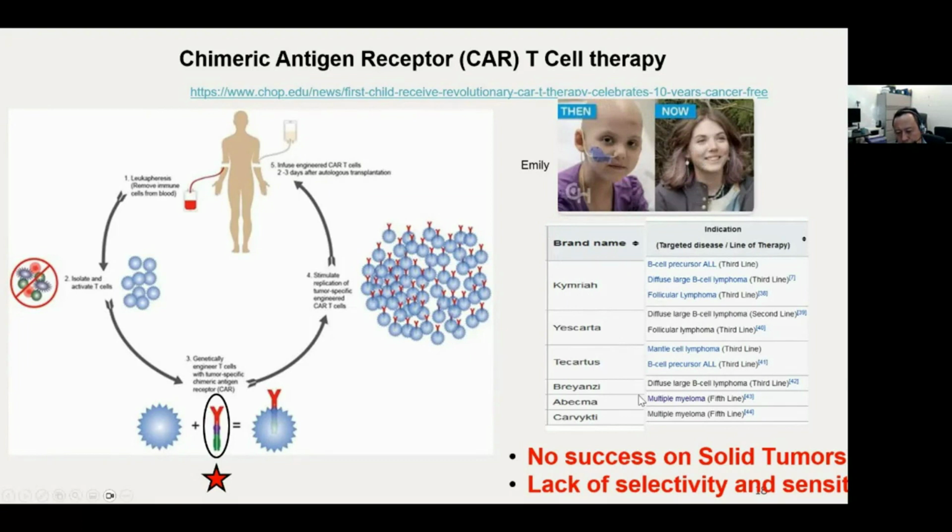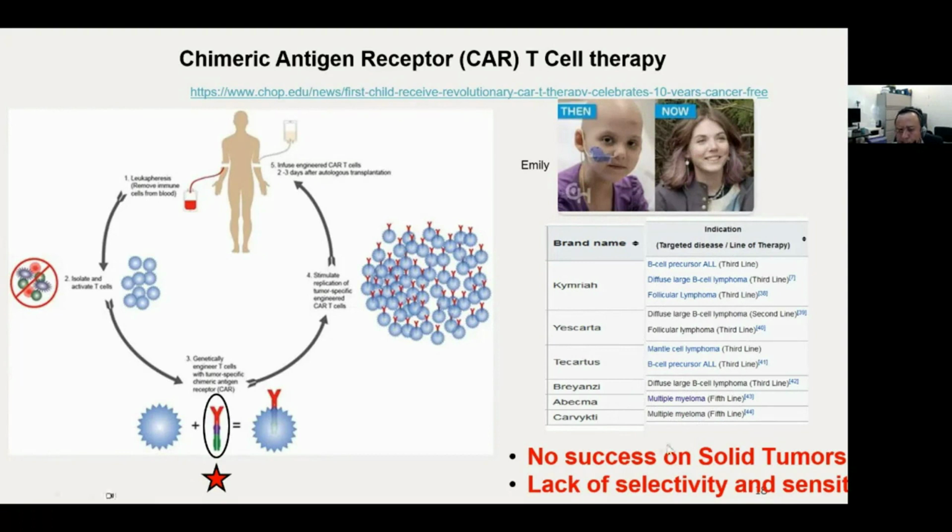6 products, okay? And they are kind of targeting blood cancer, okay? So people want to extend this method to solid tumors, breast cancer, lung cancer, prostate cancer, or other solid cancer, but no success. And one of the big challenges is the lack of selectivity, because for solid tumors, typically the biomarker on solid tumors is also present in normal cells. Okay, so if you're killing it, you're also killing the good cell.